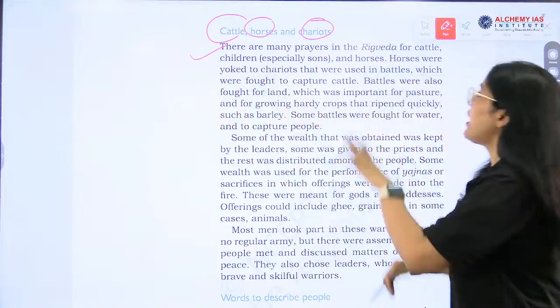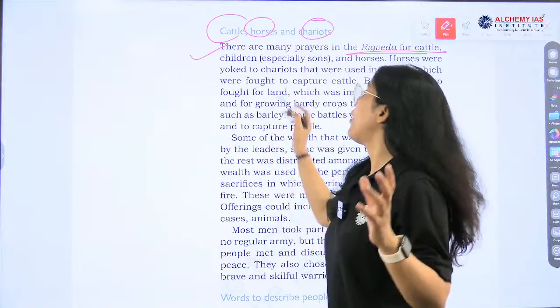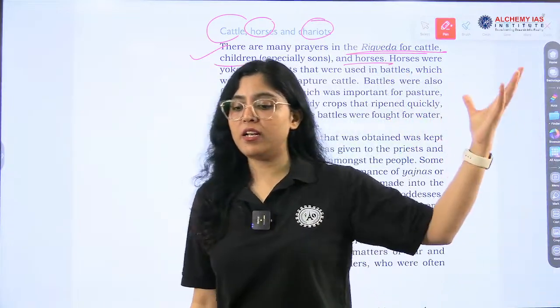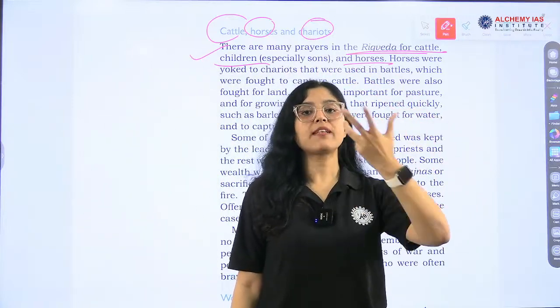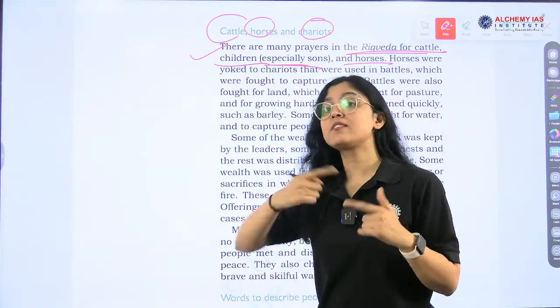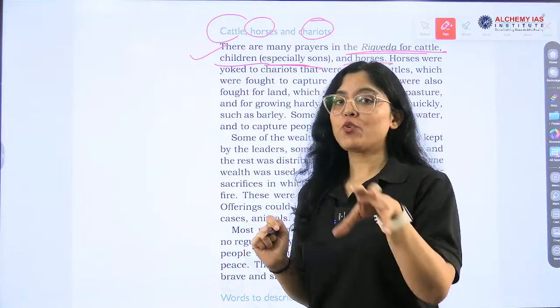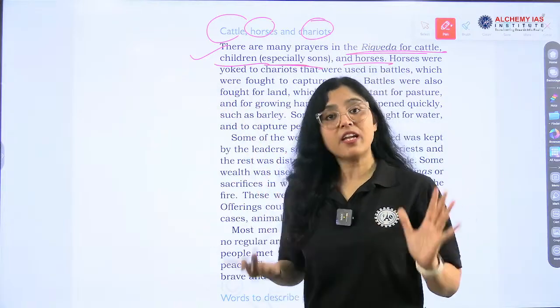Okay, there are many prayers in the Rig Veda for cattle, for children and horses. Many prayers related to them tell us the importance of these cattle, these horses and the children, right? And children, especially sons. So this can be asked in UPSC. Related to Rig Veda, consider the following statement, and any of the statements can be given, right?